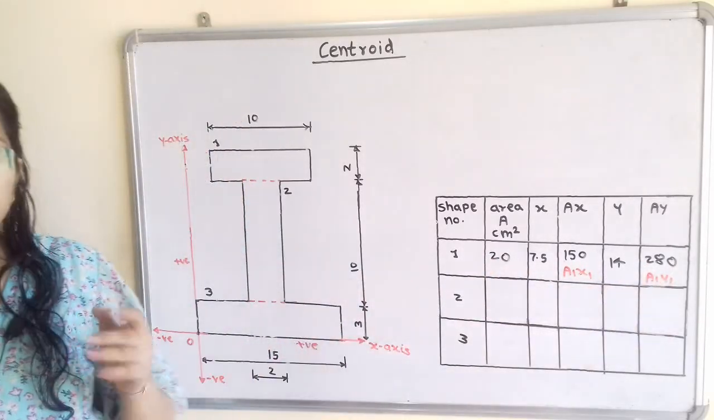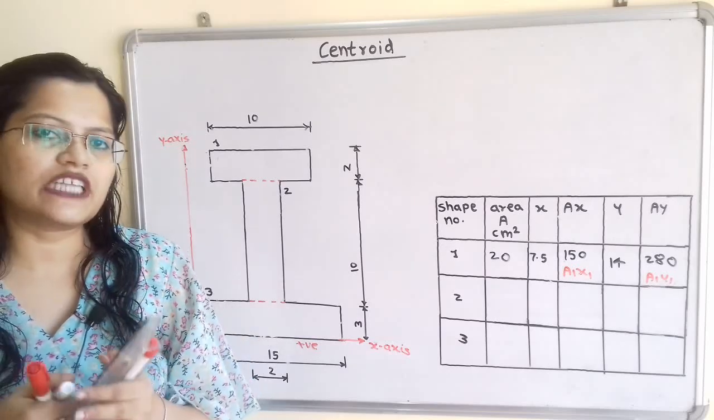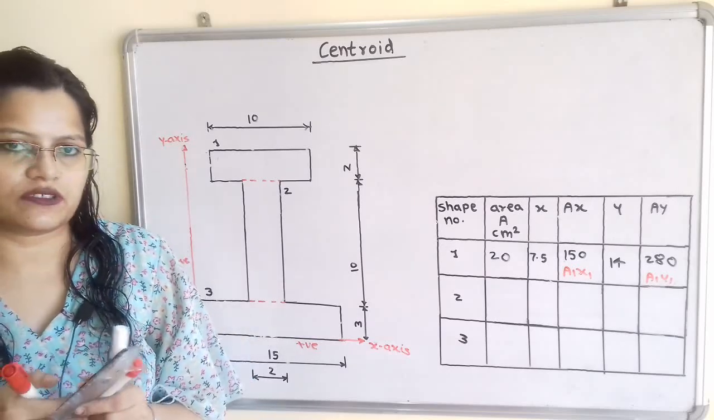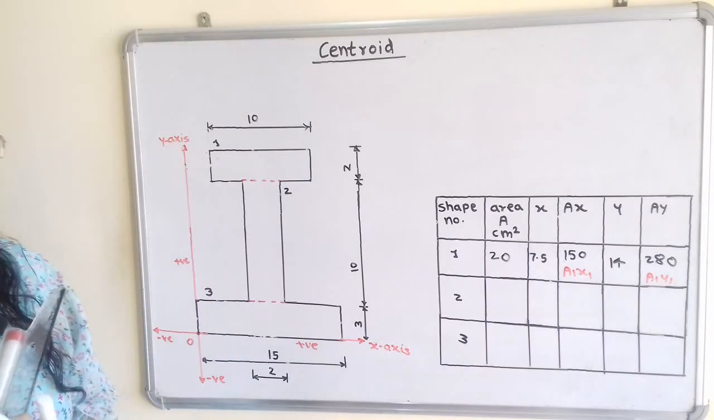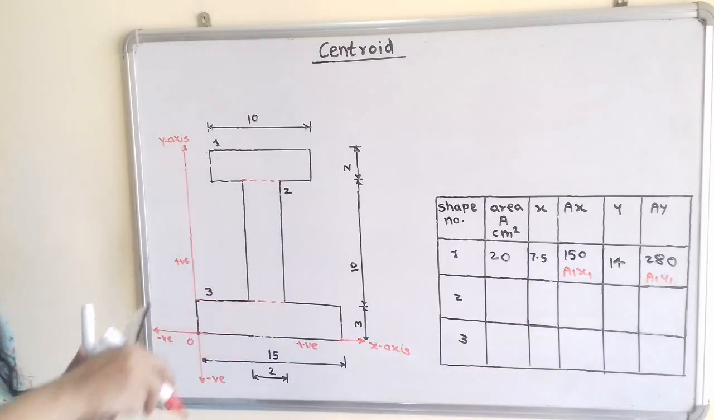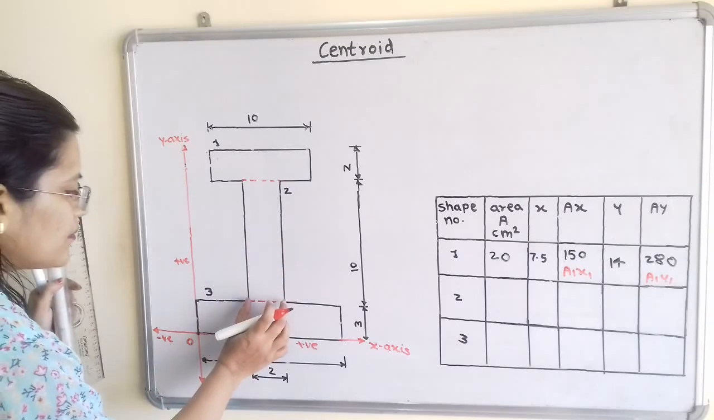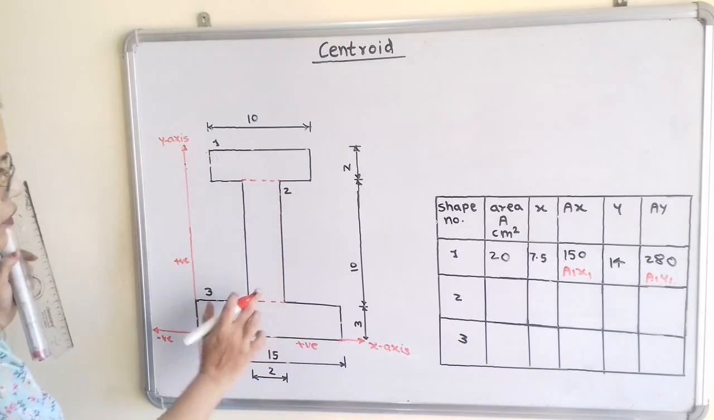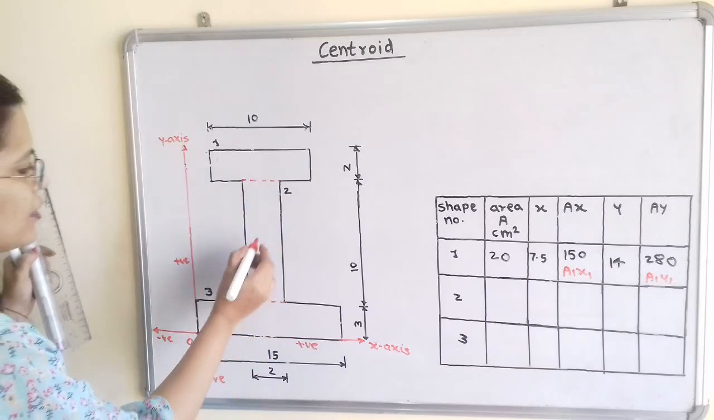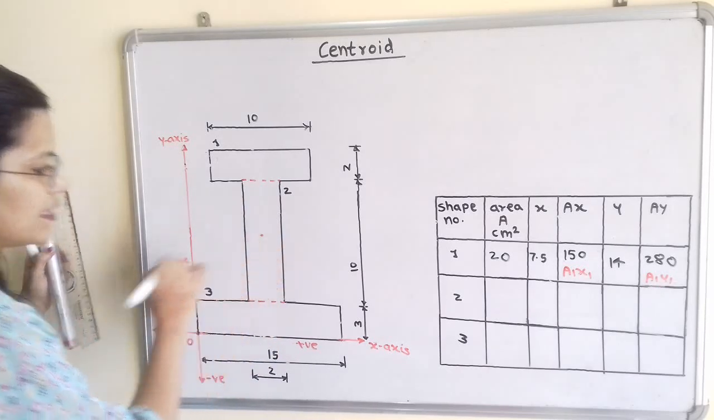Now we will move to the second shape. Now for second shape we will follow the same procedure. First step, we have to select the center of the shape number 2. So if we observe, its width is given 2 centimeter and height is equal to 10. So we will select here the center point.